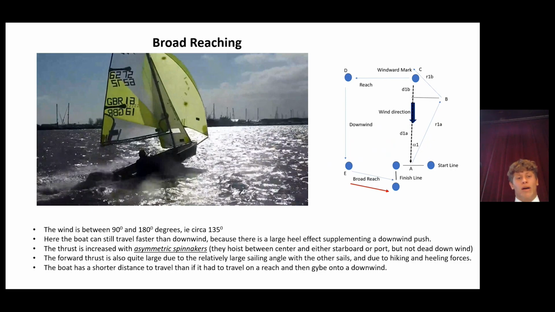Now, the wind is about 90 to 180 degrees, so about 135 degrees from the direction I'm going. I can use a spinnaker here, as well as downwind. I can use asymmetric spinnakers here on a broad reach, and this can even be on starboard or port side. And bear in mind that the forward thrust is quite large due to the relatively large angle with the sails, and I'm still using my body as a counterbalance to hike the boat flat.